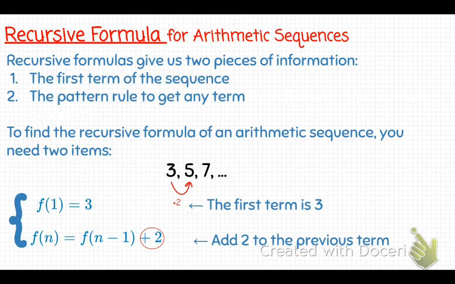So as you're writing this, what I always like to write first when I'm doing the recursive formula is I always write f of 1 equals on my paper, because I always need this part. And then I write f of n equals f of n minus 1, because I also always need that part. Those things never change. The only thing that does is my first term and my pattern rule, okay? So this is pretty much our generic formula for everything.